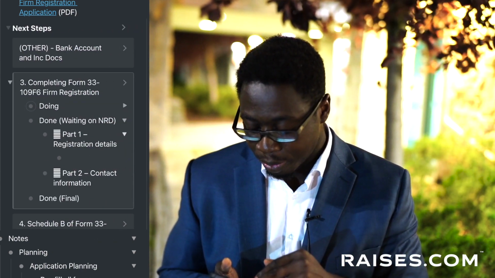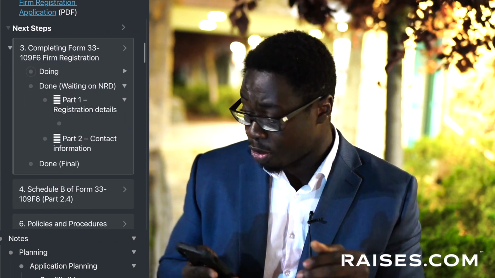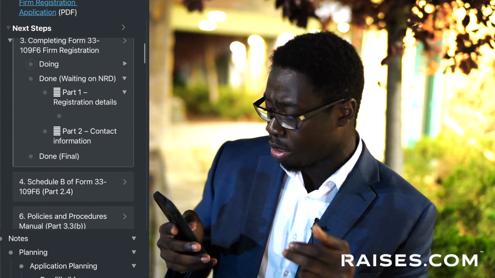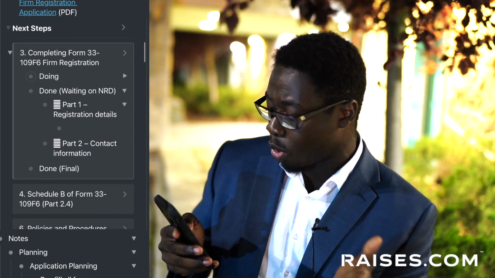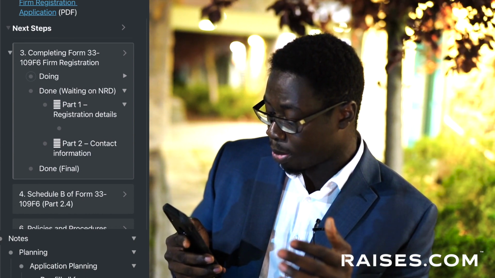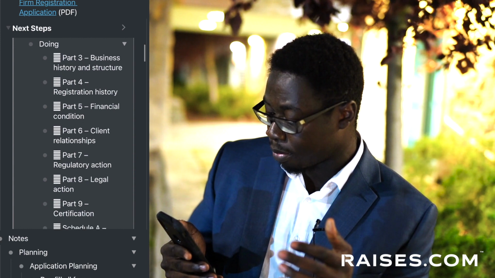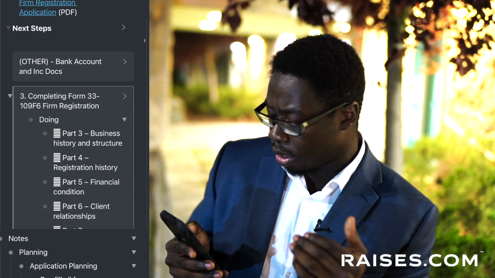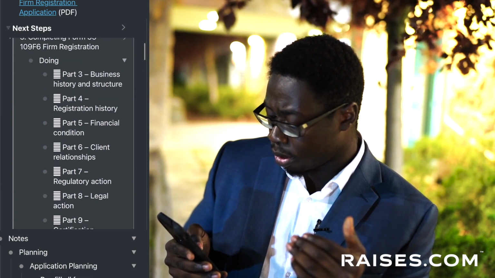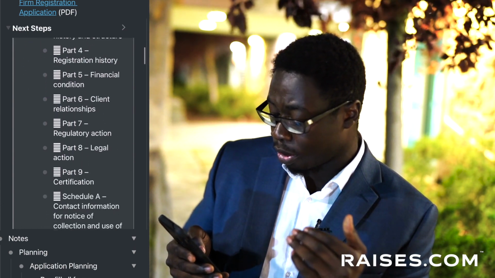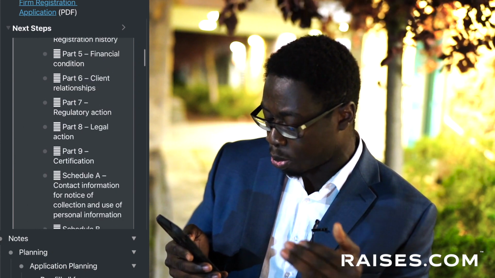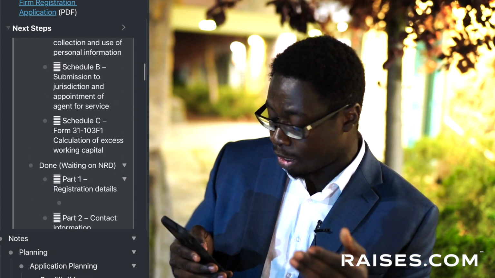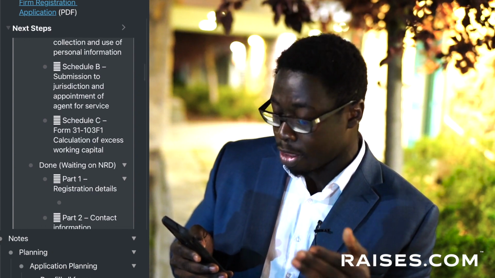Another thing is bank accounts, and you just have to wait on them. Fill in your bank account information. You want to look at another form here. There's more information here: history and structure, registration history. This form is actually pretty easy to fill out. If you're in a legal action, and excess working capital.